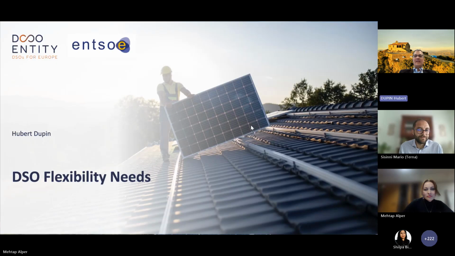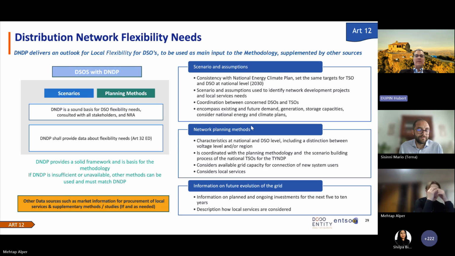Thank you, Mario. On DSO side, most studies will be done based on the network development plan. The network development plan was introduced by the Clean Energy Package in 2019. It will be further ruled in the Network Code Demand Response, but it is basically where distribution system operators provide an outlook of the network. And yes, that's where they provide an outlook of the reinforcements, but that's also where they will provide an outlook on the flexibility. That is also how you optimize your reinforcement with flexibility.